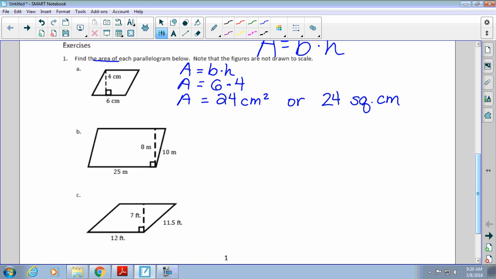All right, this next one, let's go ahead and do that. Area equals base times height. All right, we don't know the area. We're looking for the base. What would the base be here? Somebody said over here, nice and loud.